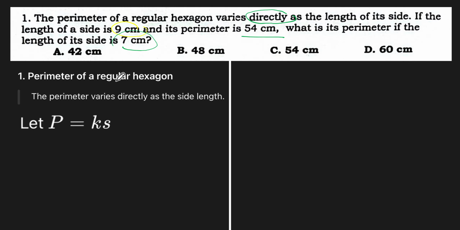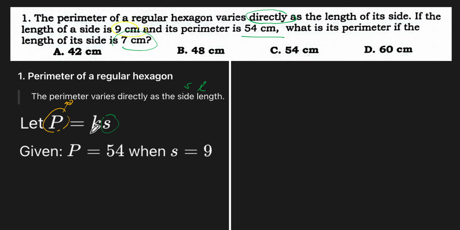So we can represent it as P equals KS. It's up to you if you use length or S, but in our example, we use S to represent the side length. Now, P for the perimeter, and K again, which is the constant, which has a vital role in this particular example. So, given the following, P equals 54 and S equals 9.